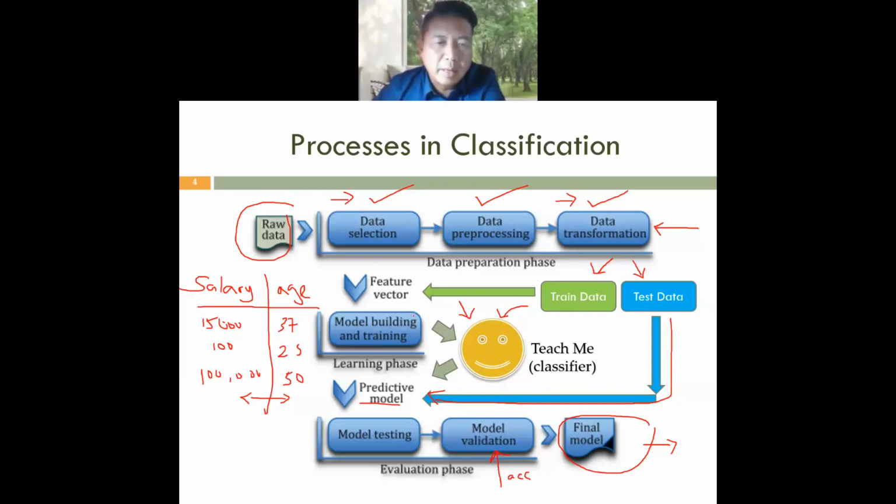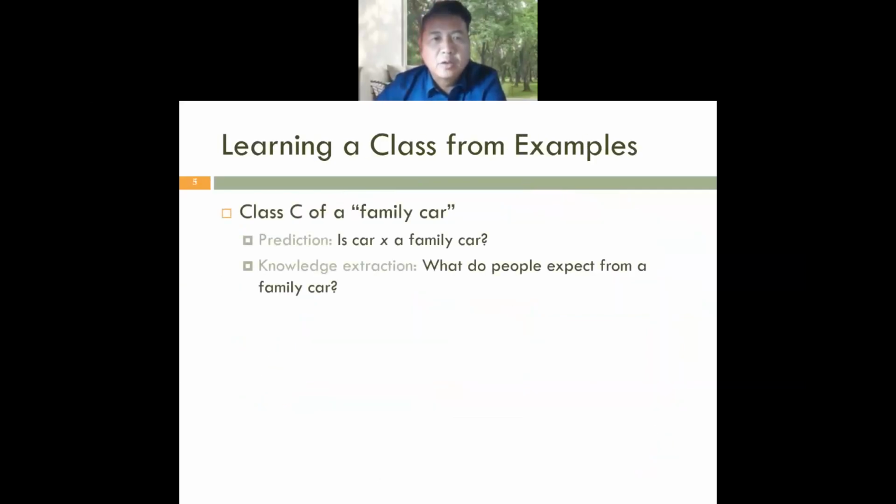Okay, but we want to know what happens here, how the classifier learns from the data that we have. So for example, we say, okay, we have a compact car, we have a family car, but how do you extract the feature that says, okay, this is a family car? For example, is car X a family car? So what do people expect from a family car? So we gather the information, maybe we do fieldwork to perform a survey. So we ask them a few things.